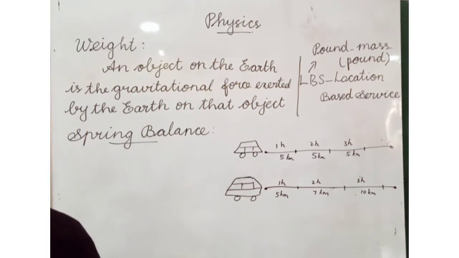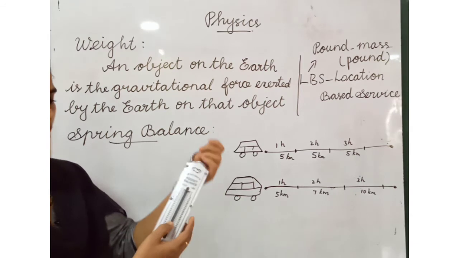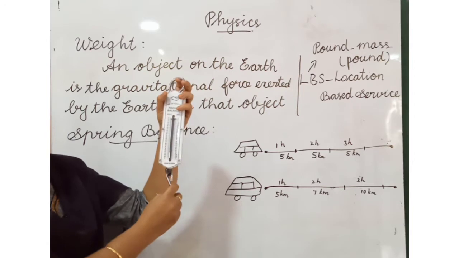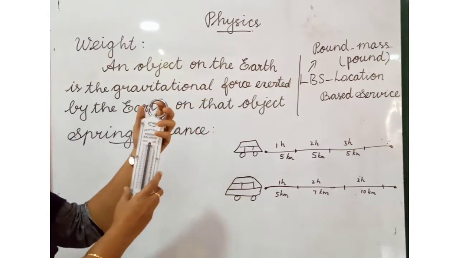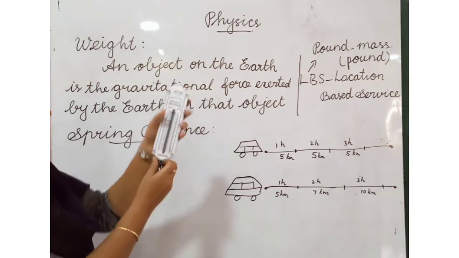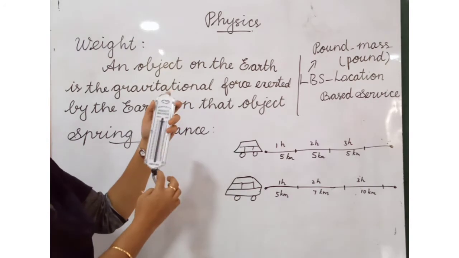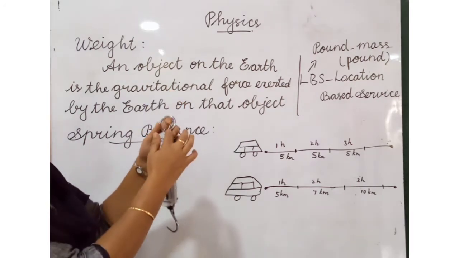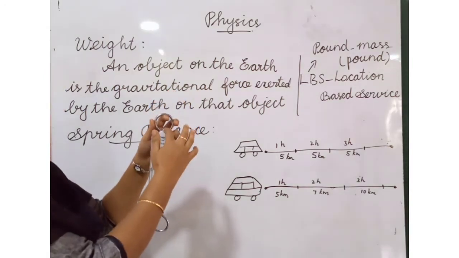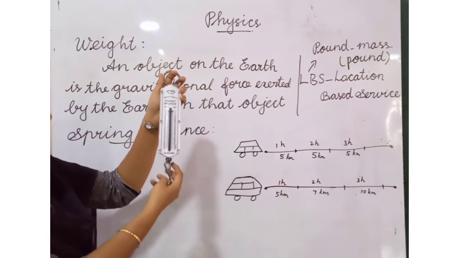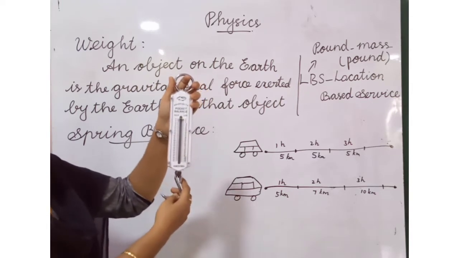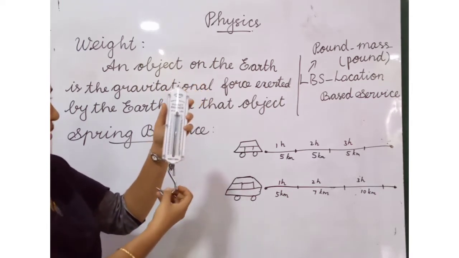Do you know the spring balance? Listen, this is the spring balance. We have to use this spring balance to measure the weight of an object. Listen here, this is the spring. In the middle it has a spring. This spring is fixed with a pointer to the upper end. In the lower end, it has a hook. Using this hook, we hang the weight.